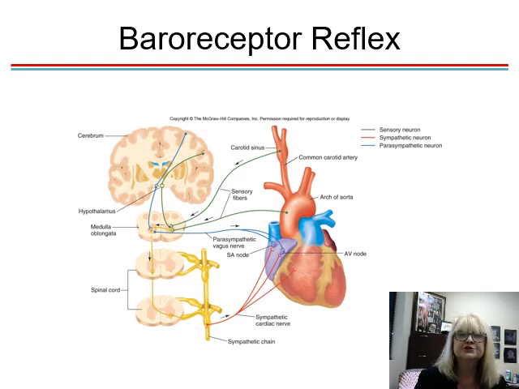Okay, so the structures involved in the baroreceptor reflex. The sensory stimuli from the baroreceptors in the carotid sinus and the aortic arch, acting via control centers in the medulla oblongata. These affect the activity of the sympathetic and the parasympathetic nerve fibers in the heart.